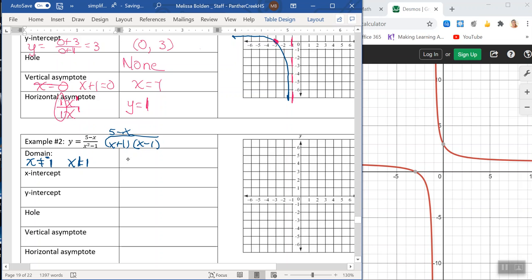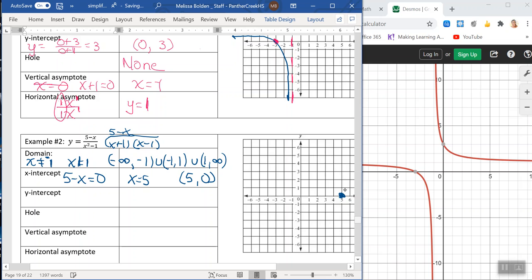So how do I write that in interval notation? I'm going from negative infinity to negative 1, union, then I'm going from negative 1 to 1, union, and then I'm going from 1 to infinity. Okay? And so what we're seeing is that every number except for negative 1 and 1 is represented. My x-intercepts, I set the numerator equal to 0. And I get x equals 5. Remember, it's an intercept, so I have to write it as an ordered pair, (5, 0).